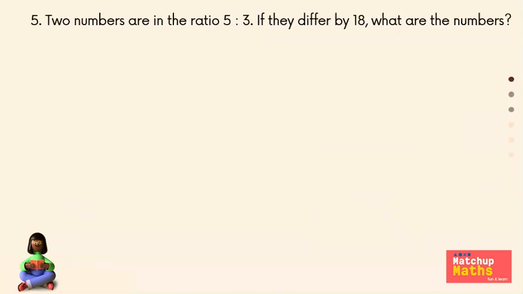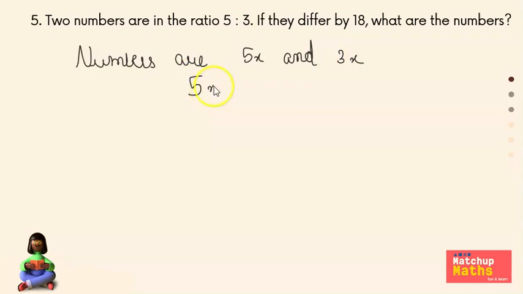The fifth question is, two numbers are in ratio 5:3. If they differ by 18, what are the numbers? See, here we are given that the numbers are in ratio. So what will we assume? We will assume that the numbers are 5x and 3x. Now we are given that they differ by 18.